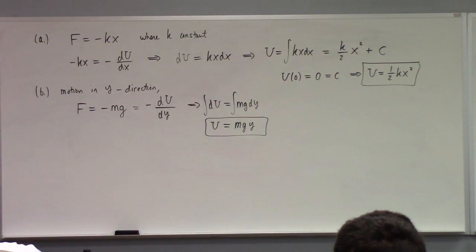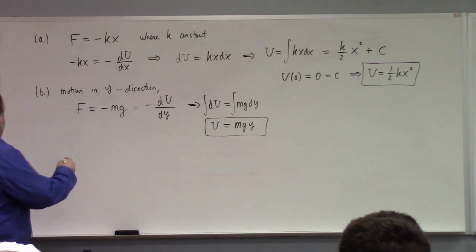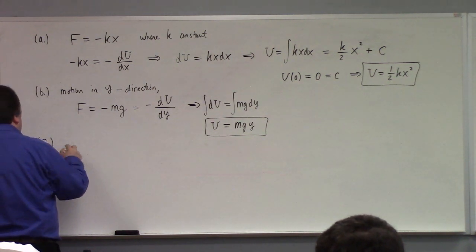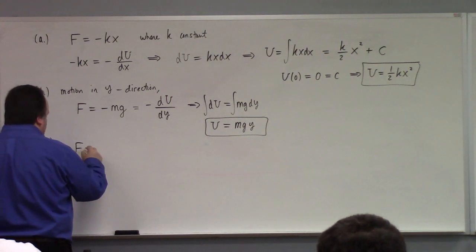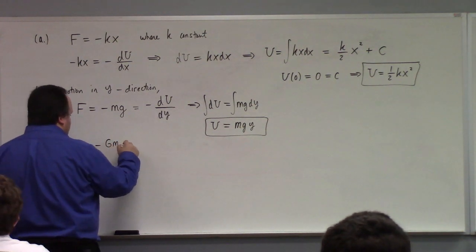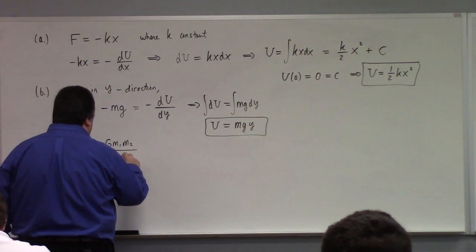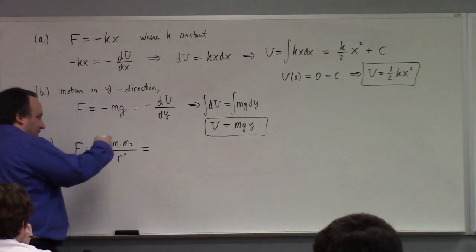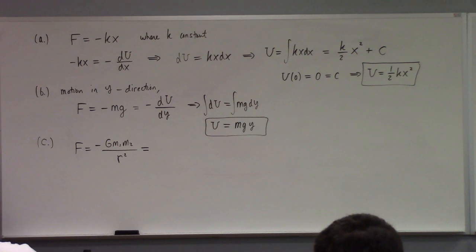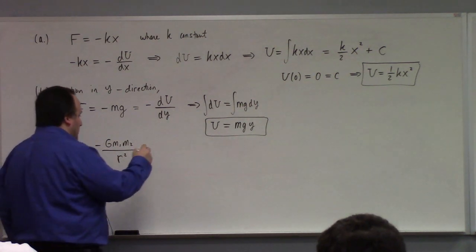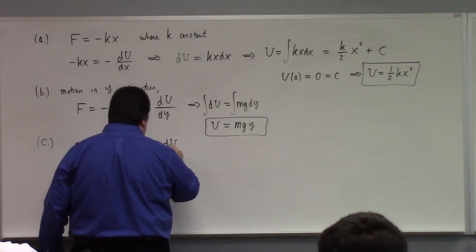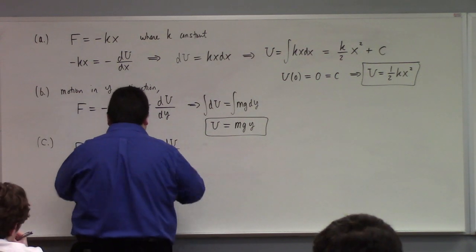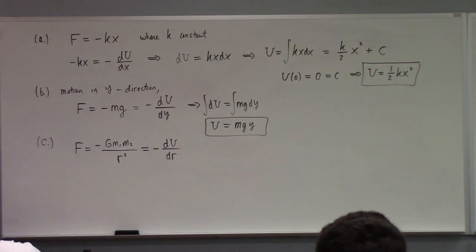So for part C, the coordinates are, all right? I'll let you guys do part C, but I'll set it up for you, but I'm not going to finish it. For part C, you have minus G m1 m2 divided by r squared. The coordinate here is r, so you want to have that equal to minus dU/dr, so you have to integrate that to find the potential energy in this situation.